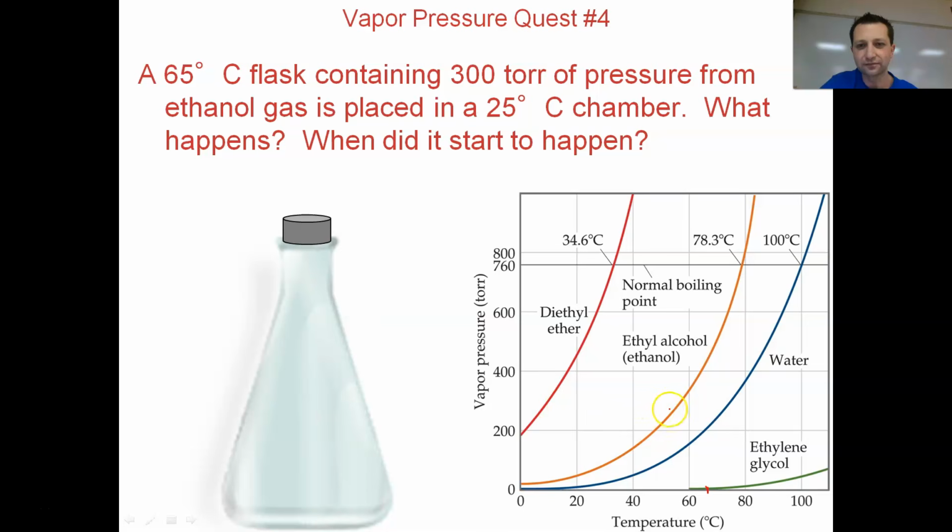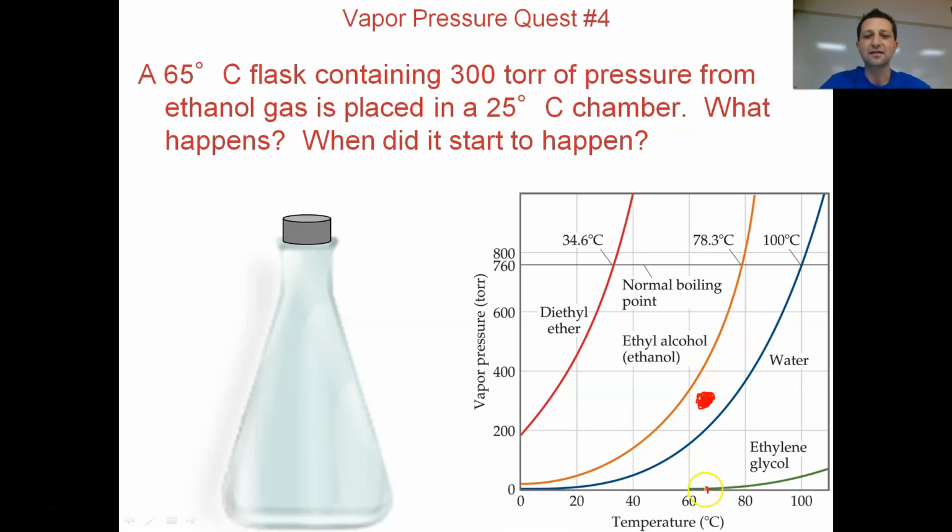So where are we here? 65 straight up, 300's about here. Okay, this is where we are. This point I'm making, that's where we are on this curve. So we have a flask with ethanol in it at 65 Celsius, and the pressure in this flask is 300 torr. We are not saturated, okay? If we had a pressure of about 400 torr, we would be saturated.